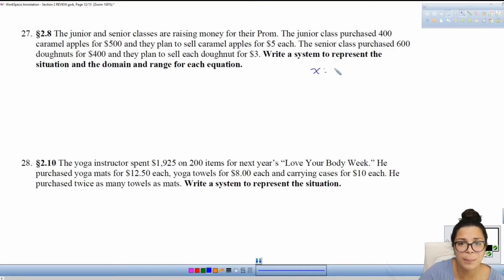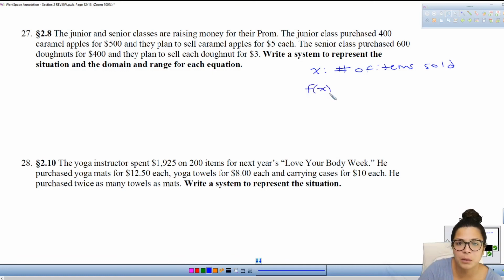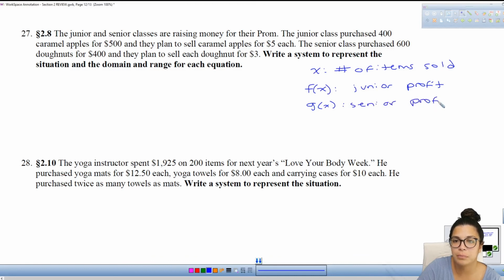Okay, so I'm going to have x represent the number of items that they sell. Depending on juniors or seniors, I'm going to just have x represent both. And then I want to use f of x to represent the amount of money that the junior class makes, so the junior profit. And g of x represents the profit from the seniors, so the seniors profit. Of course, I could have just gone with y and said that's profit, but I want to be specific. f of x will represent the juniors and g of x will represent seniors. That'll make it easier to label when I do the domain and range over here.